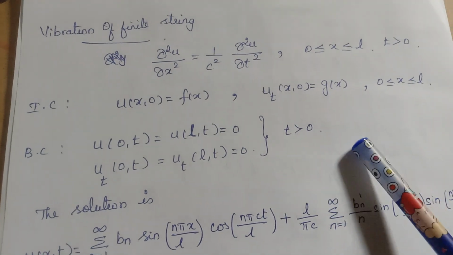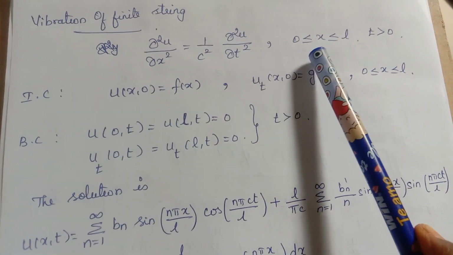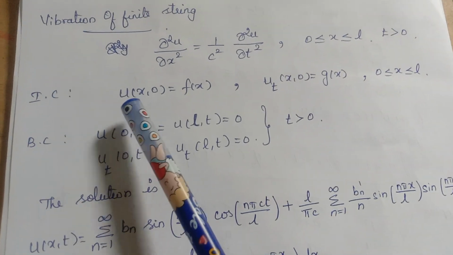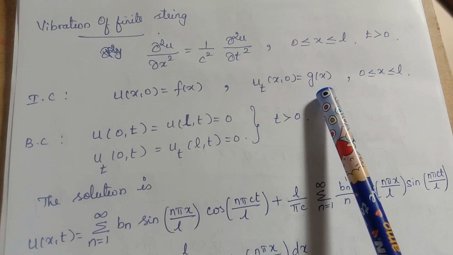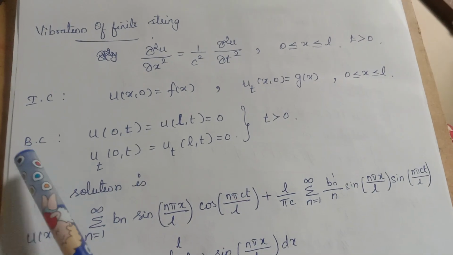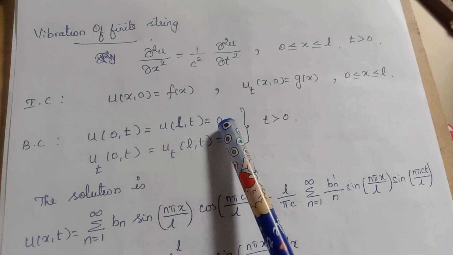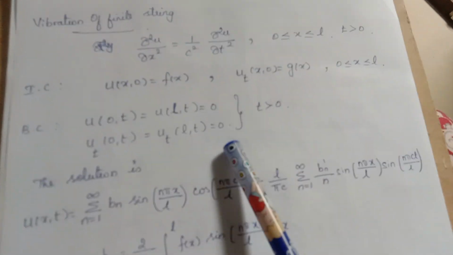Then let us see what will be the complete solution for the finite case, a finite string. See, ∂²u/∂x² = 1/c² ∂²u/∂t², where x is a finite string of length L. The initial conditions are given as before: u(x,0) = f(x) and u_t(x,0) = g(x) throughout this length L. And the boundary conditions: what about the value of u at the corner points? 0. And what about u_t at the corner points? That is also 0. So initial and boundary conditions are given.